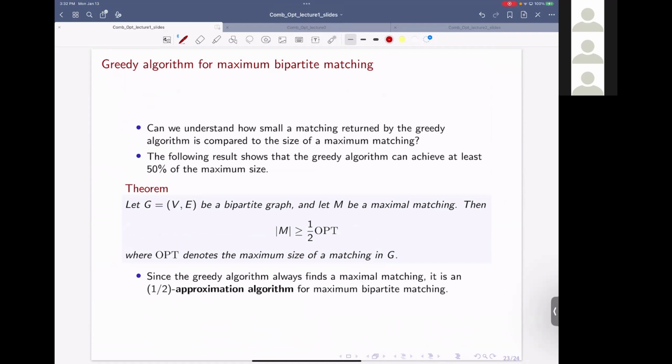If you run a greedy algorithm, what's important about the greedy algorithm is that it always computes a maximal matching. As long as you can add an edge, you add it to the matching, and then you stop when you cannot add an edge to the matching set, and that gives you a half approximation of the optimal size.